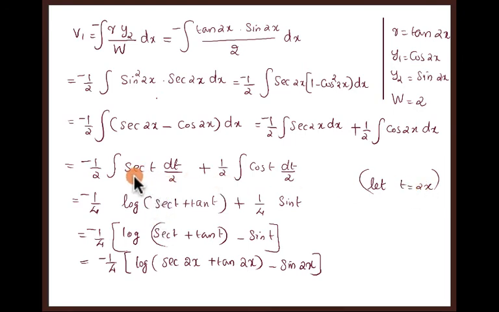So we get the relation minus 1 by 2 into the integral of sec t dt by 2 plus 1 by 2 the integral of cos t dt by 2. We know that the integral of sec t is log of sec t plus tan t and the integral of cos t is sin t. Thus we get v1 as this function.